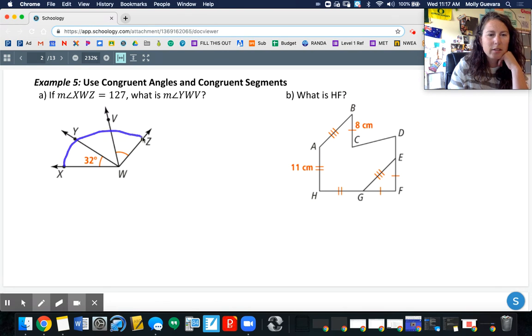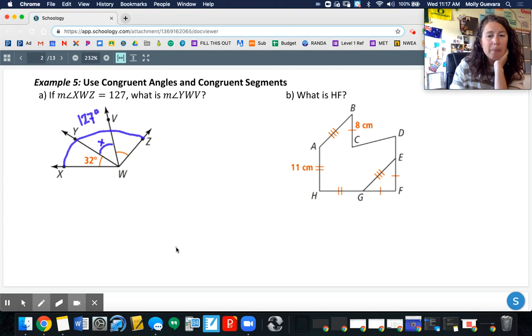There we go. It doesn't have to go through the points. So this whole thing is 127 degrees, and I know that because they gave it to me. So the whole thing from X to Y to V to Z is 127. It says, what is the measure of angle YWV? So this is what I'm interested in finding, and let's call it lowercase x.